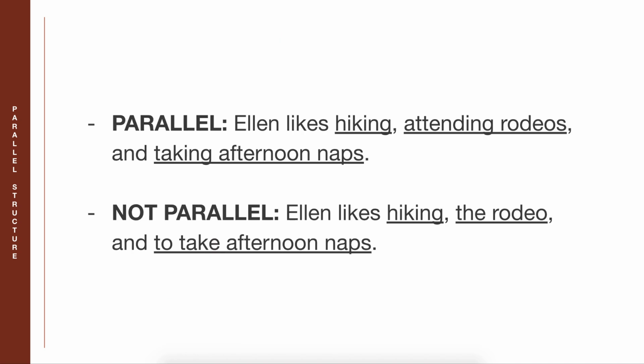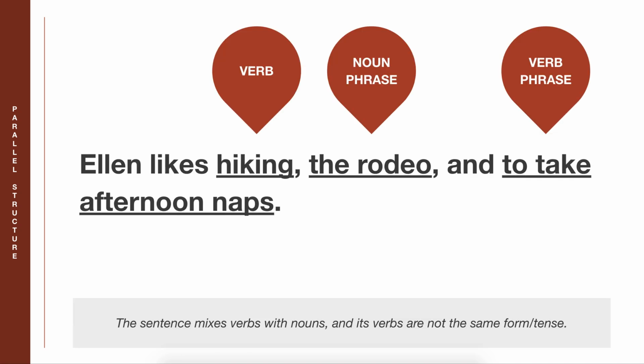Now, here are a couple more examples. We just looked at the correct example on the top, but now we're going to look at an incorrect example. So you can see our bottom example there is not parallel. And that one says, Ellen likes hiking, the rodeo, and to take afternoon naps. Now, if we go into more detail on this incorrect example, what we have now is a verb, hiking, a noun phrase, so a thing, the rodeo, and then another verb phrase that's to take afternoon naps.